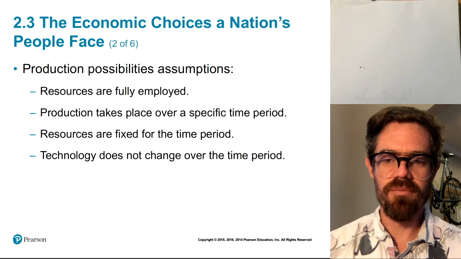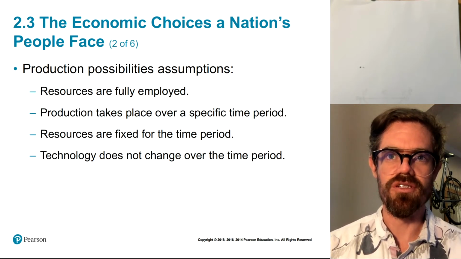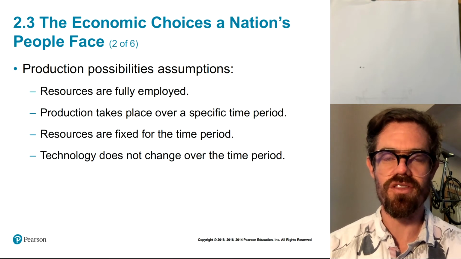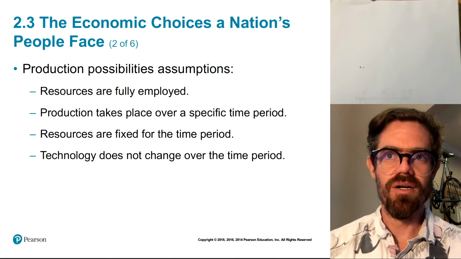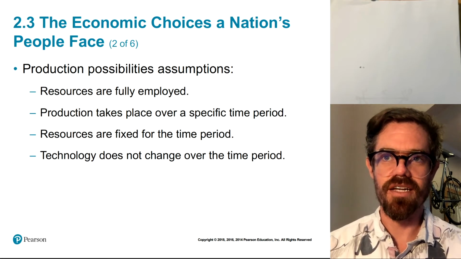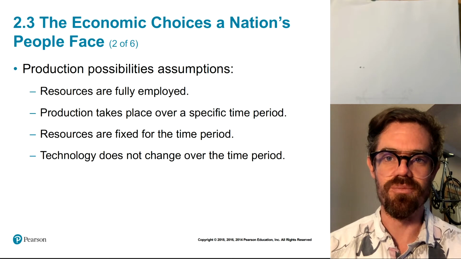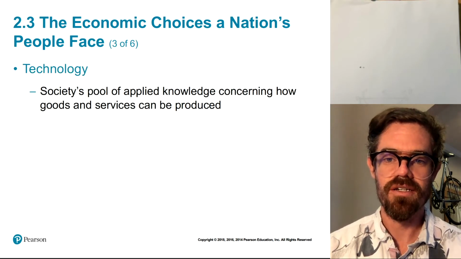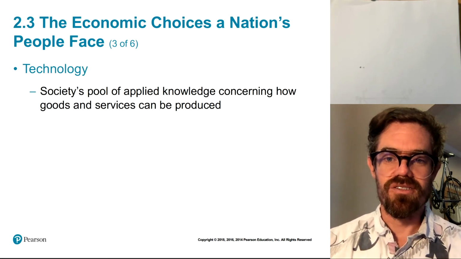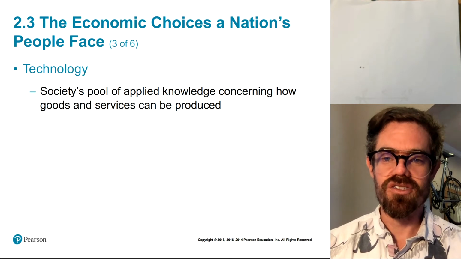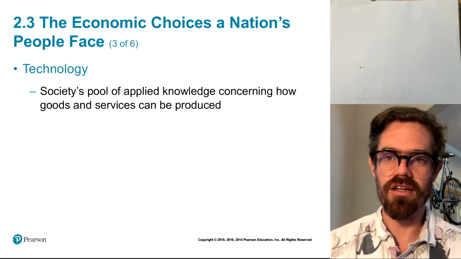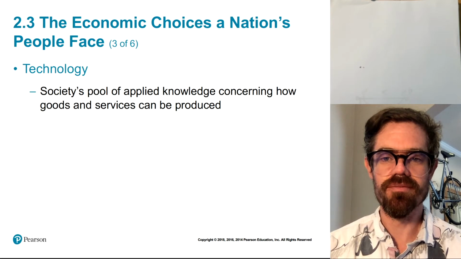I'll talk about this more later on, but technology doesn't mean what it usually means in common language for us. It's not only computers and electronics and those sorts of things, artificial intelligence, right? But it has a broader definition in economics. Technology in economics is the knowledge of how to produce something, right? So the knowledge or the process of producing things, that's technology. Okay, so we're assuming that that doesn't change, right? So again, technology is society's pool of applied knowledge concerning how goods and services can be produced. So again, it's a little bit broader of a definition than how we usually think of technology, right?